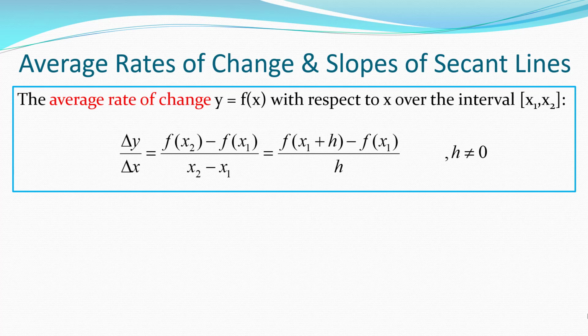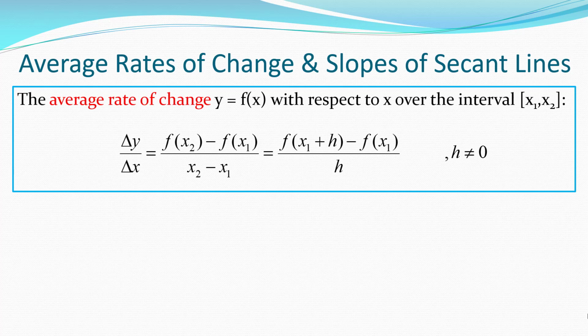So that speed problem was an example of using an average rate of change to approximate a rate of change. Just to remind you, if you remember from your pre-calculus, the rate of change of a function with respect to x over an interval from x1 to x2 is just the change in the y values over the change in the x values. And using a small change in notation, if we say x2 is the same as x1 plus a small change in x, which we call h, then you can write the average rate of change this way instead, which is called the difference quotient.